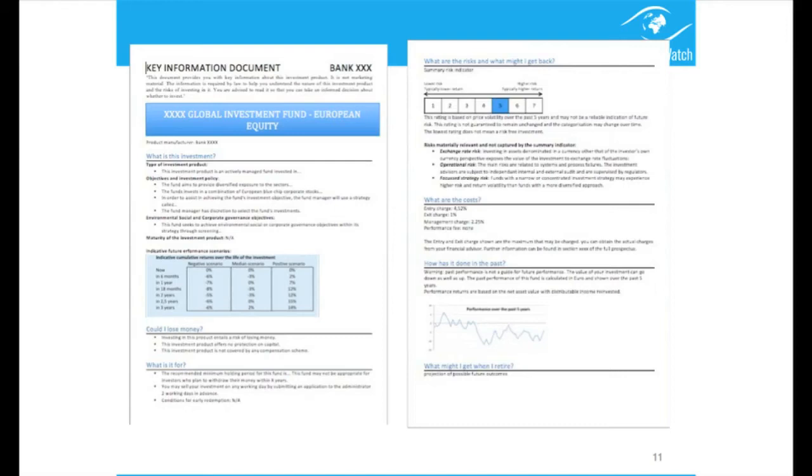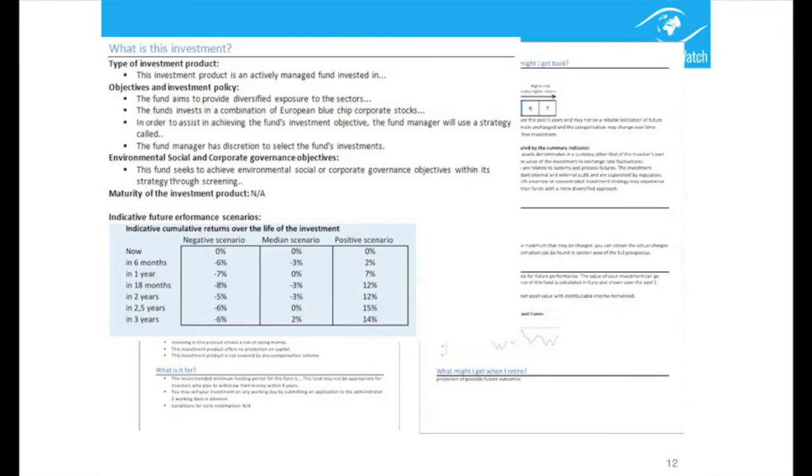So as the proposal is currently being debated, we do not know yet its exact final design, but essentially it should look pretty much like what you have on your screen. That's really an indicative document that we built based on the current proposal, but again, the final document might be slightly different. So first, the document will disclose what type of investment we're talking about, what are the objectives in terms of strategy, in terms of return. The objectives will also have to indicate whether or not the product targets specific environmental, social, or governance objectives. And it will also disclose indicative future performance scenarios.